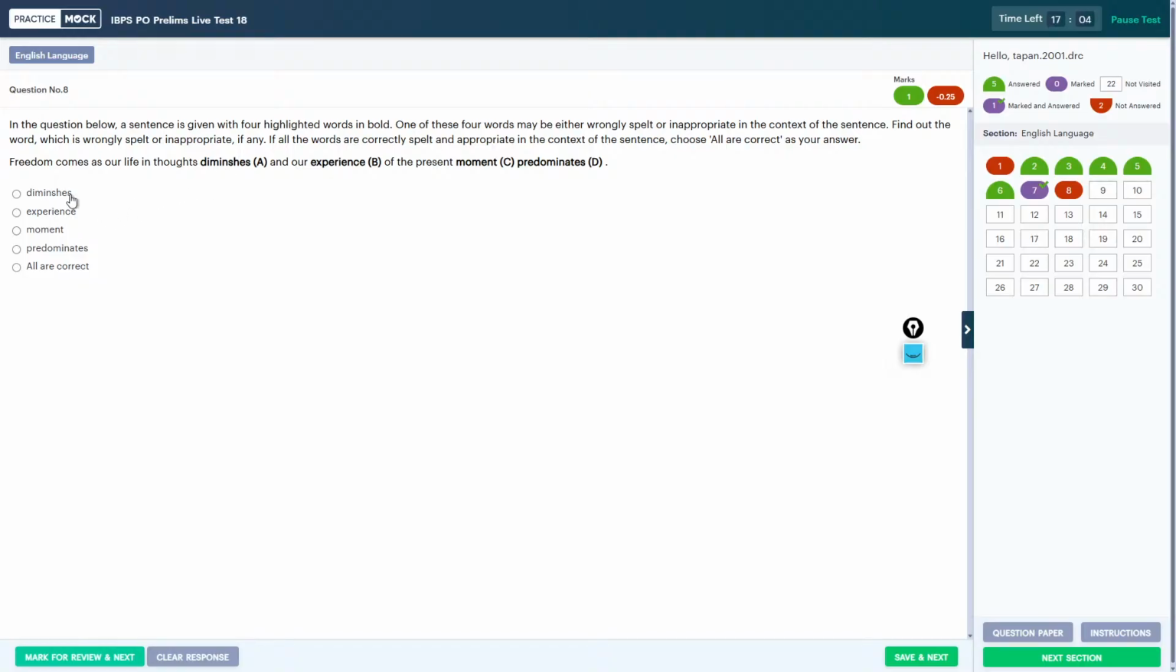Predominate. Okay, what is asked? Diminish. Niche. Experience moment predominates. I think diminish is incorrect. The giant outer planet Earth crowded miniature is correct. That boast intricate rings. This is incorrect.